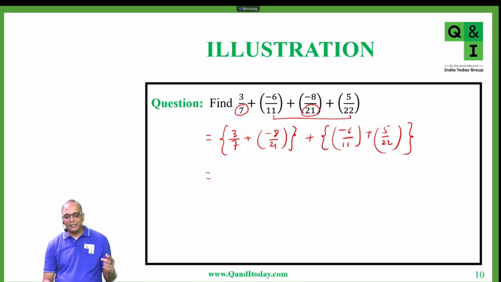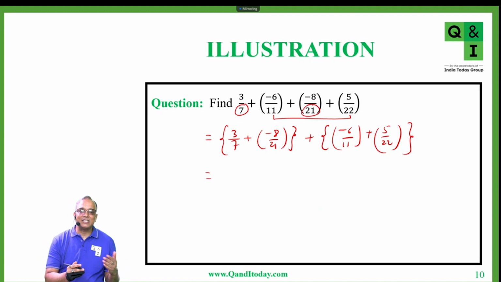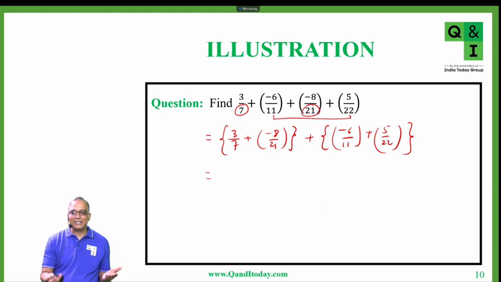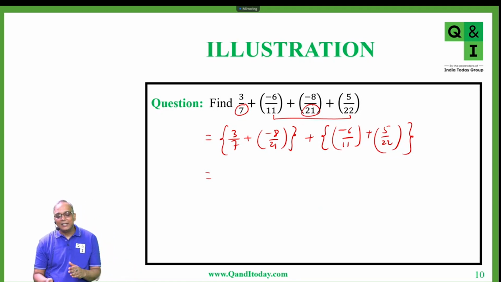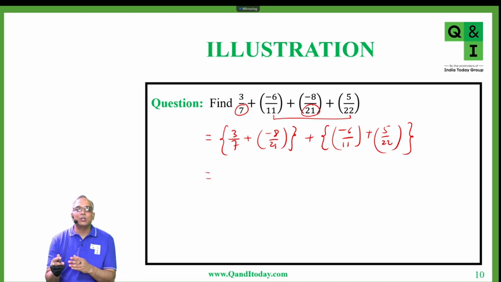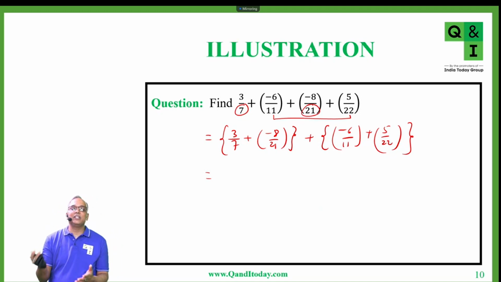Again, I'll repeat. The LCM of 7 and 21 is 21, which is easily found because 7 3s are 21. And similarly, the LCM of 11 and 22 is 22, again because 11 into 2 is 22. So finding the LCM was easier for these numbers, and that's why we have associated them together.